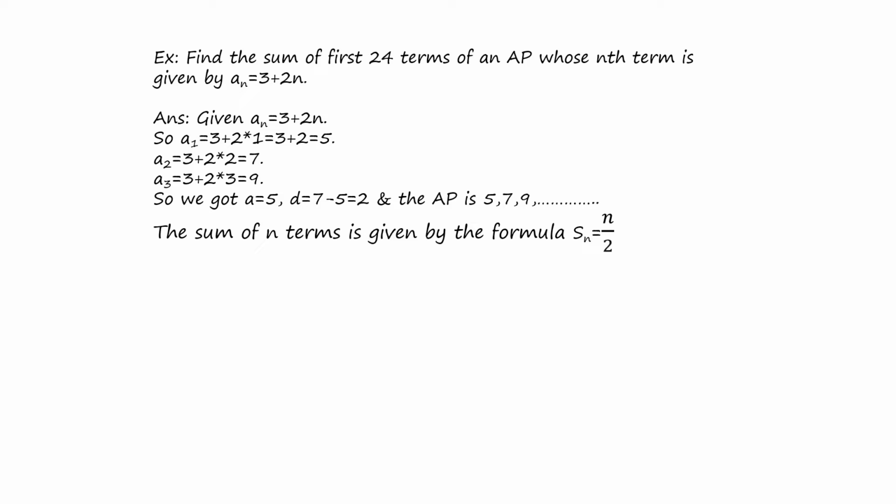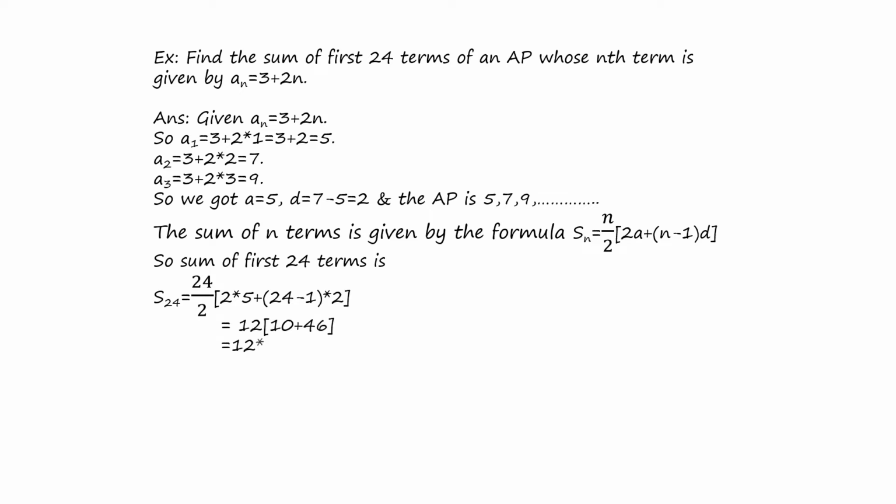The sum of n terms is given by the formula Sn equals n by 2 whole into (2a plus (n minus 1) whole into d). So the sum of the first 24 terms is S24, which is equal to 24 by 2 whole into (2 into 5 plus (24 minus 1) whole into 2). On solving we get 672. Hence the sum of 24 terms is 672.